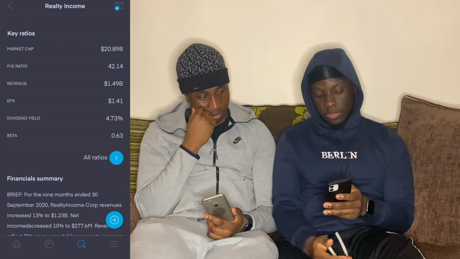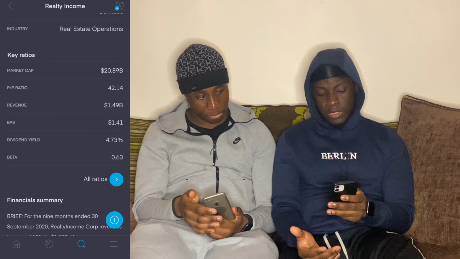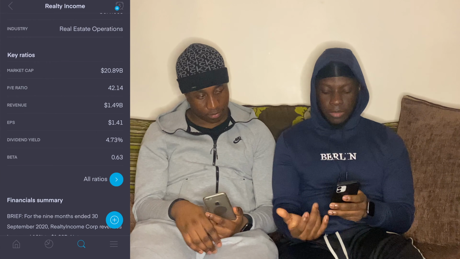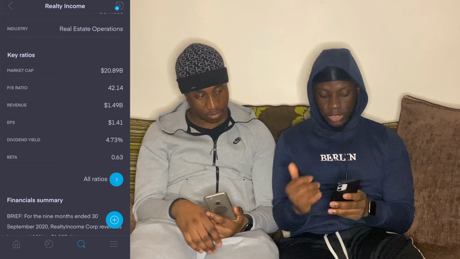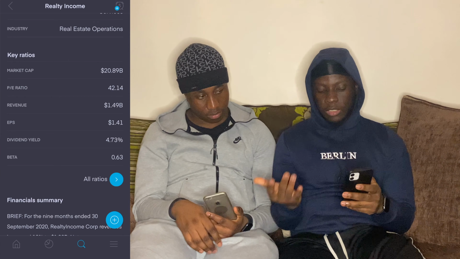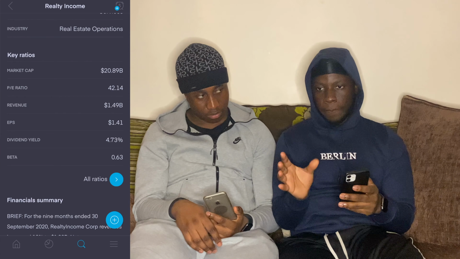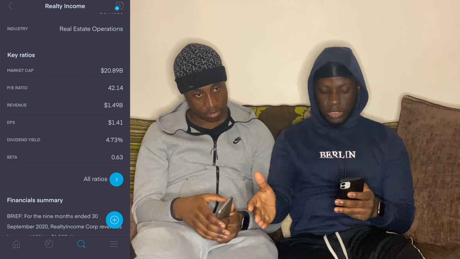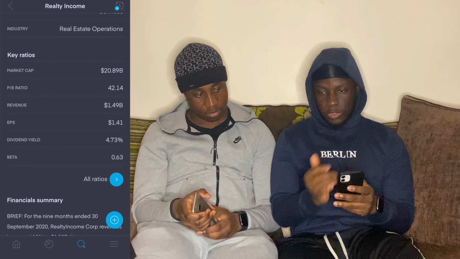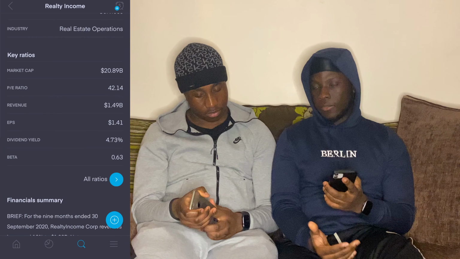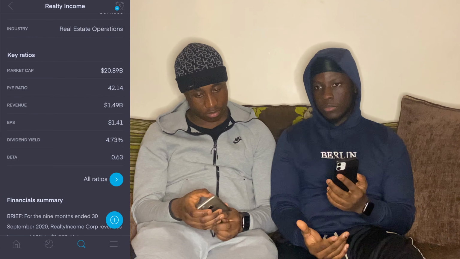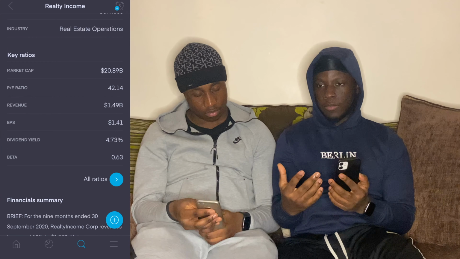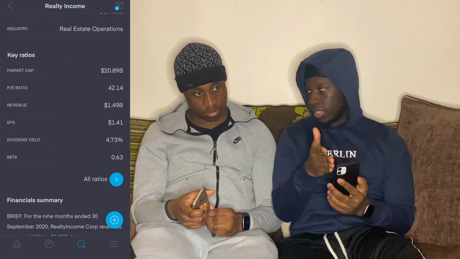And they pay dividends of 4.7%. All these statistics here can get a bit complicated, but the simple way of putting it is dividend yield is basically how much they pay out based on how much dividends they pay per share. You also have the P/E, which basically is something to do with how expensive people think the stock is at this moment in time.